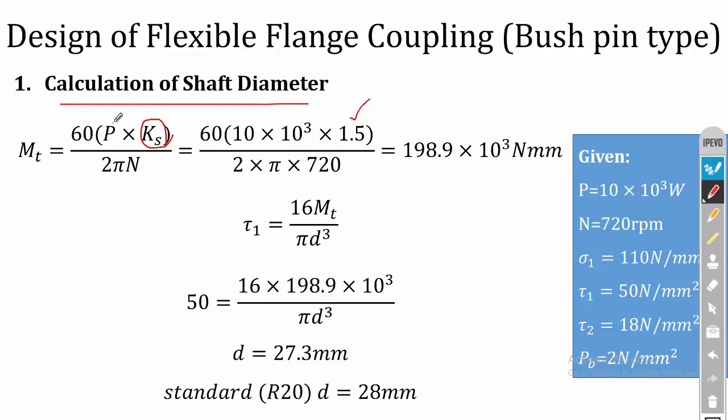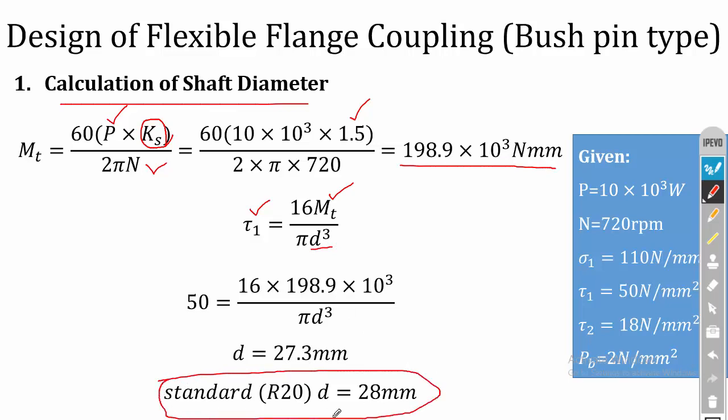Here you can substitute the value of P and N, then you can calculate the value of the torque Mt. The torque will be in Newton meter, so convert it into Newton mm. After calculating the torque, you can use the second equation, substitute the value of torque and tau1, and calculate the diameter. Then standardize the diameter using the R20 series. The D is equal to 28 mm.